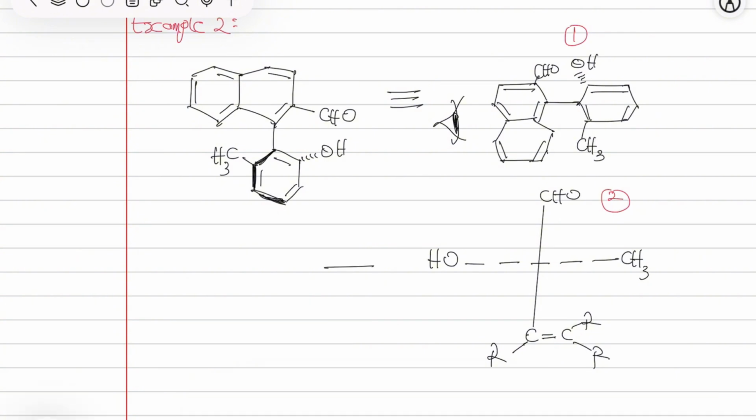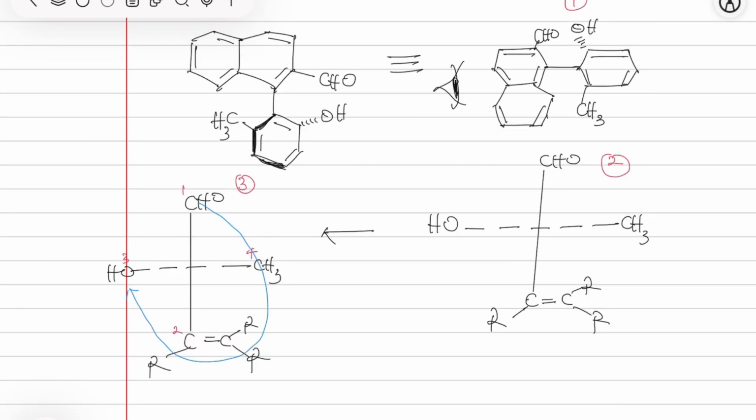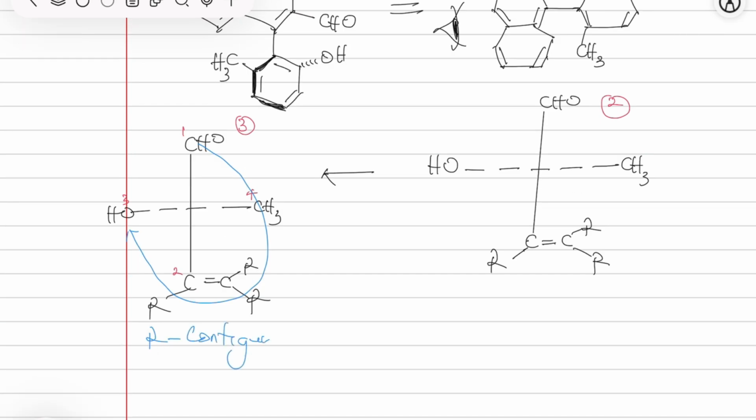In step 3, we assign priorities by first of all prioritizing the substituents in the vertical bond. In the horizontal dotted bonds, oxygen takes priority over carbon, so oxygen is assigned 3 and the carbon is assigned 4. So here we can comfortably take our configuration, which is the R configuration.